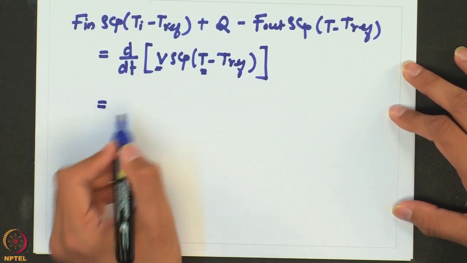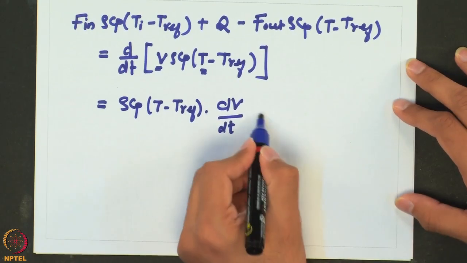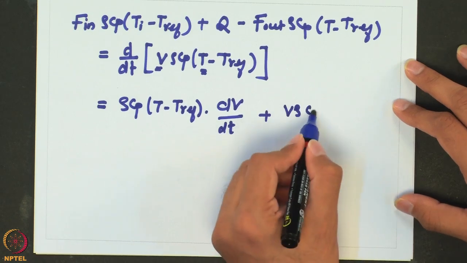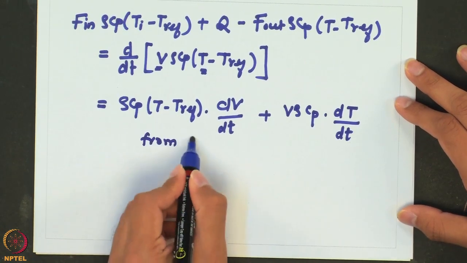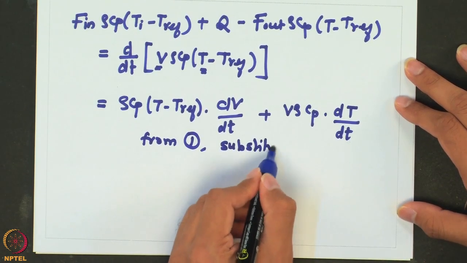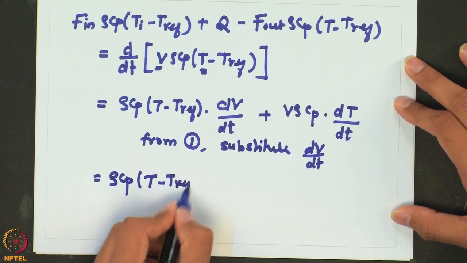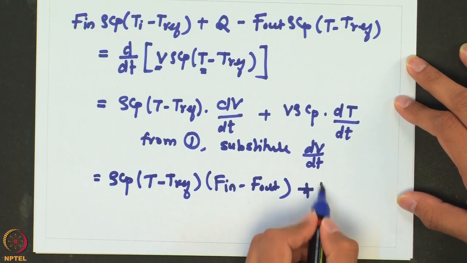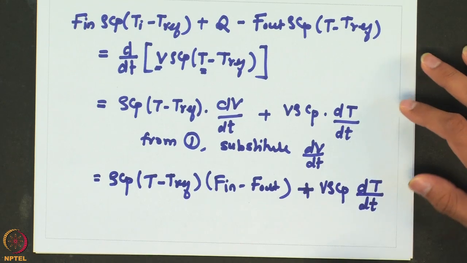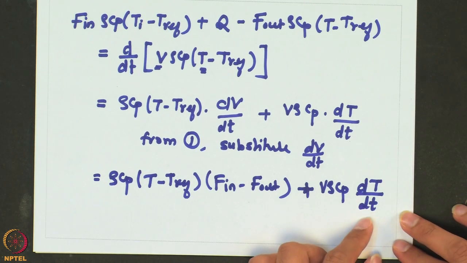So the right hand side will be equal to rho Cp (T minus T reference) times dV over dt plus V rho Cp times dT over dt. And from equation 1, let us substitute the value of dV over dt. So you get rho Cp (T minus T reference)(F in minus F out) plus V rho Cp dT over dt. So that is the final step which we get after substitution, and now we will have to simplify this equation to write it in terms of dT over dt.